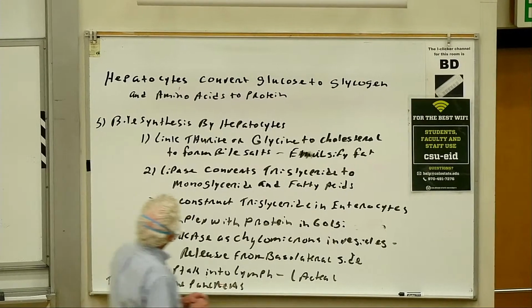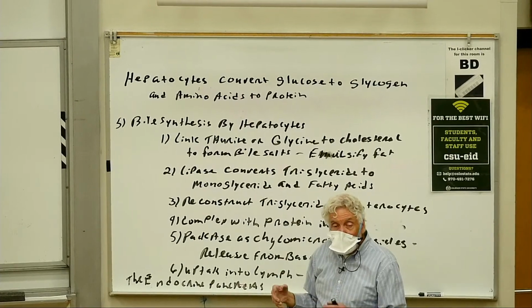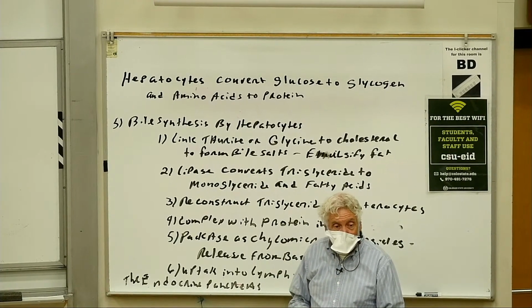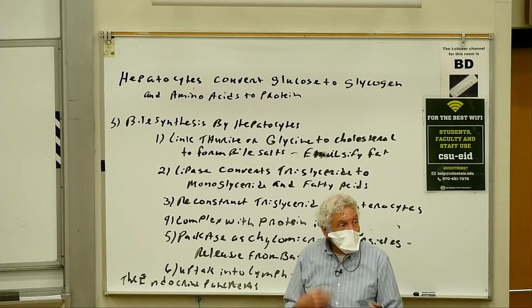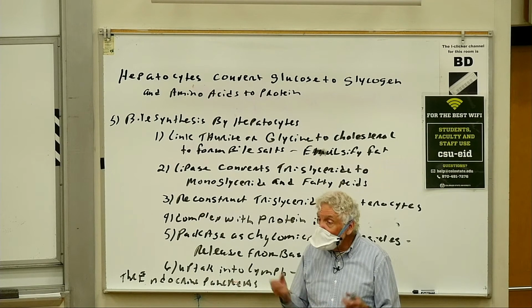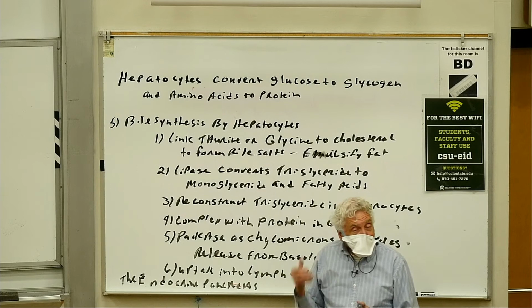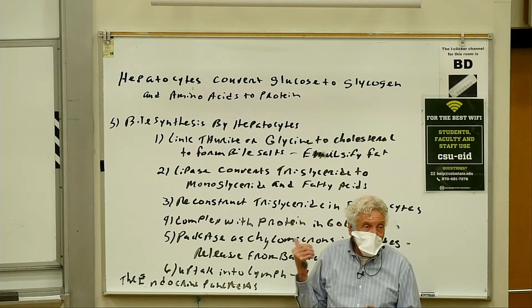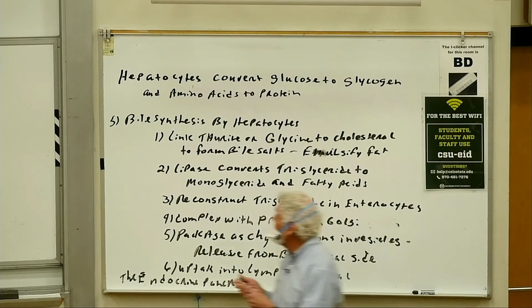hepatocytes. Then once in the hepatocytes, the amino acids will be repolymerized into proteins. And the glucose will be repolymerized into something called glycogen. You may recall we referred to glycogen as animal starch. It's basically a polymer of glucose, these gigantic molecules. But in this case, the glycogen is highly branched. So we can store lots and lots of glucose in these highly branched structures of the glycogen.